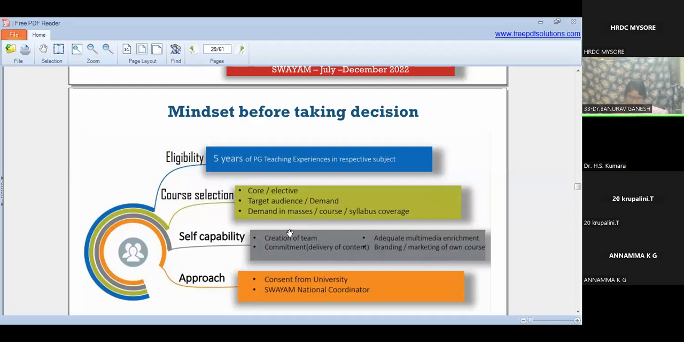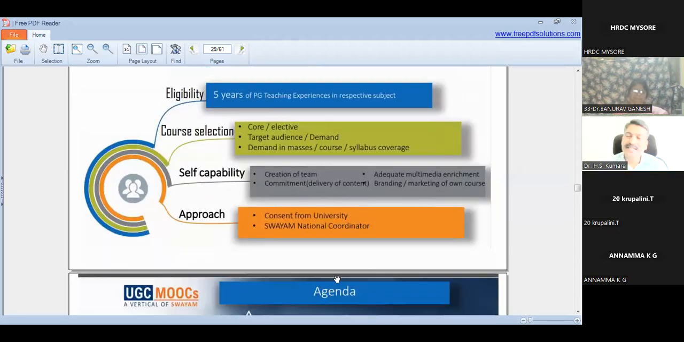Then, taking the target audience, because we already discussed the demand in the master's courses syllabus. Then we need to understand our self capability for the creation of a team. This is something we need to rework. With the subject expert's planning, I can deliver the content up to 60%, and the 40% of the delivery or content can be handled by experts from different schools or different universities, based on the different model of whatever syllabus we devise. You need to build the team.